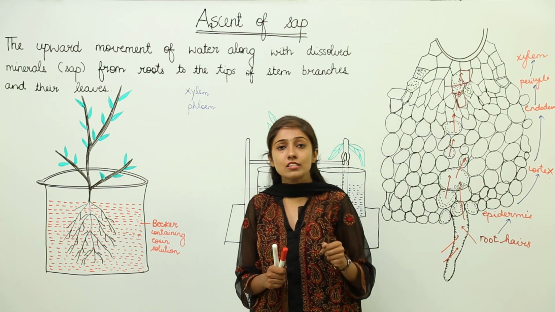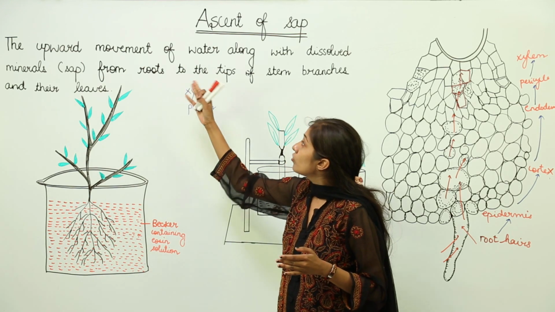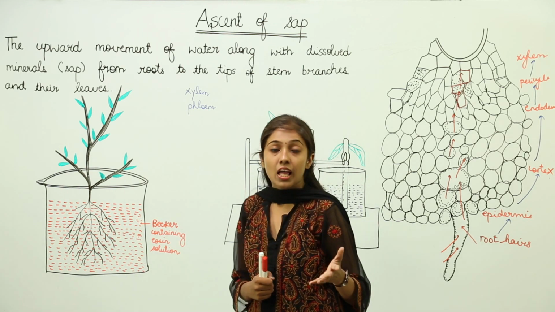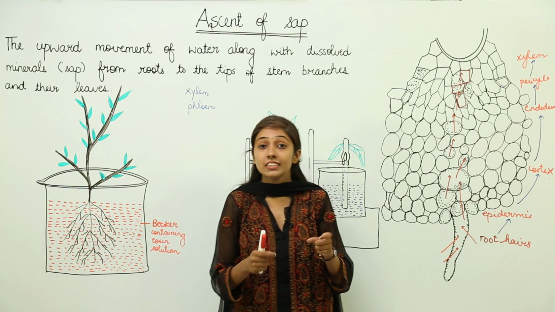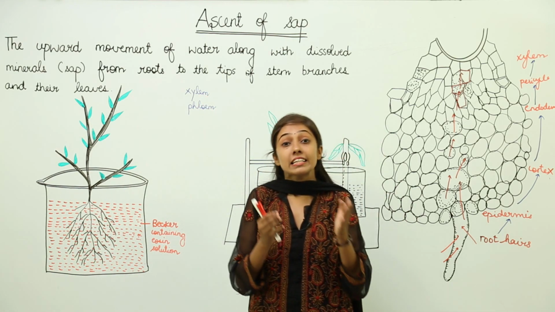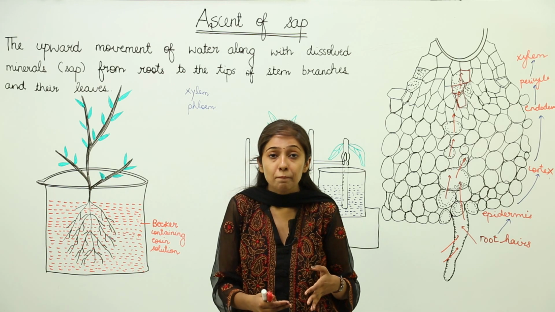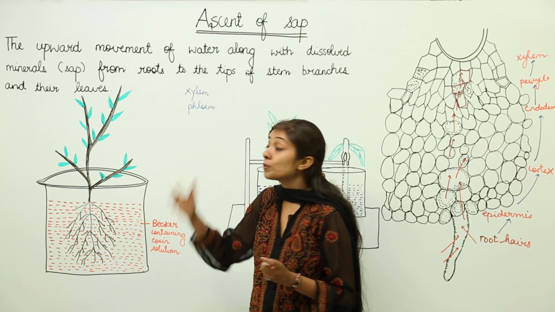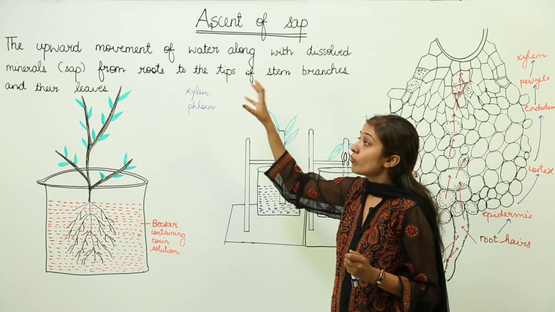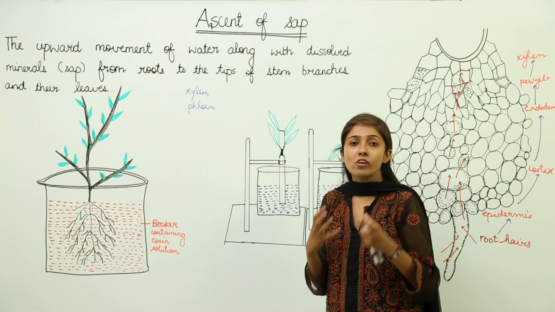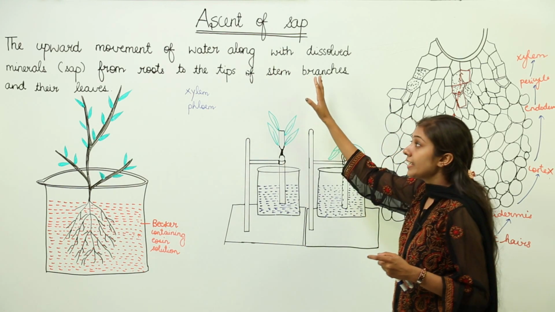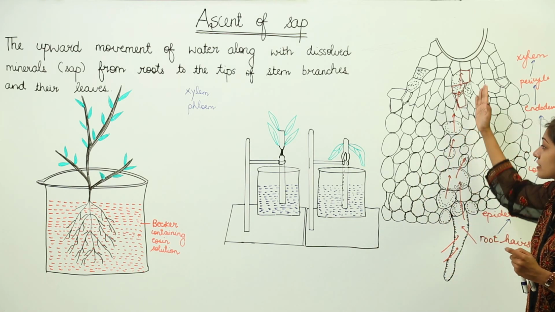Now this path of ascent of sap, means the upward movement of water, actually is a result of many forces. I am just going to name the forces, we will discuss the forces later. The forces are cohesion, adhesion, transpirational pull, then we can also talk about root pressure in this case. So these forces together are responsible for ascent of sap, means the upward movement of water and minerals. This is the path of ascent of sap.